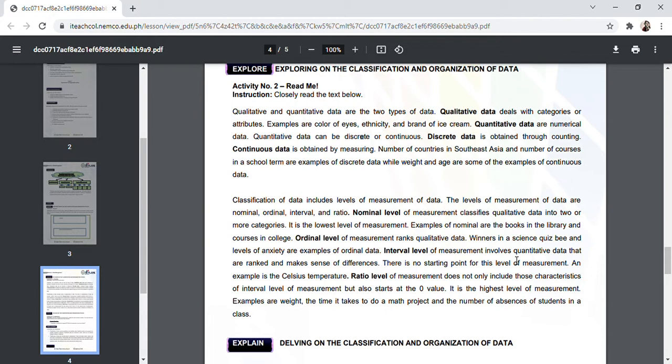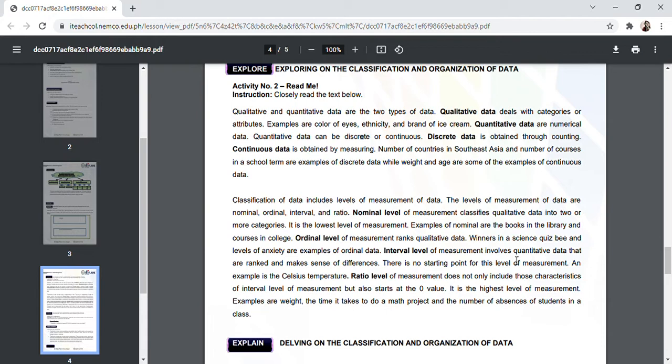So in interval data, there is no starting point. You can have an interval from 70 to 80. No starting point. But the ratio level of measurement does not only include those characteristics of the interval level, but also starts at the zero value. It is the highest level of measurement. Examples are weight, the time it takes to do a math project, and the number of absences of students in a class. So ratio level has a true 0 point. Another example is mass, length, and the decrease.